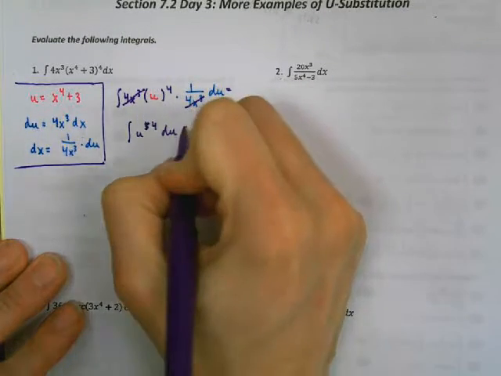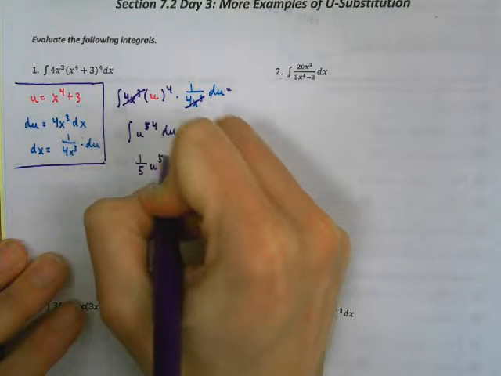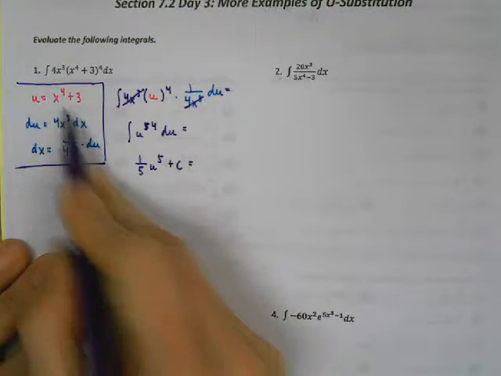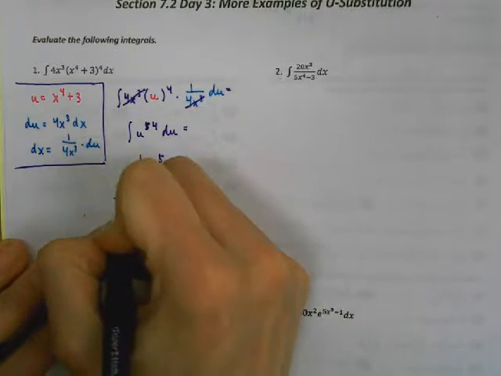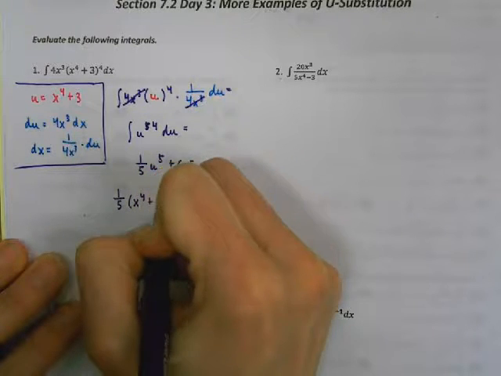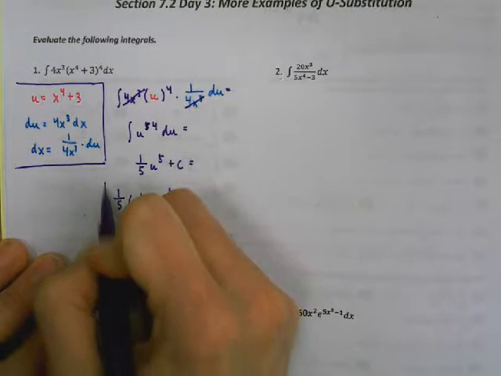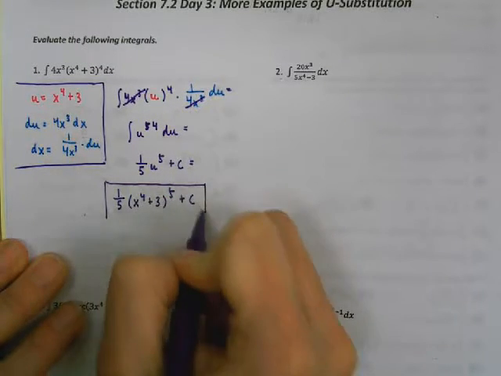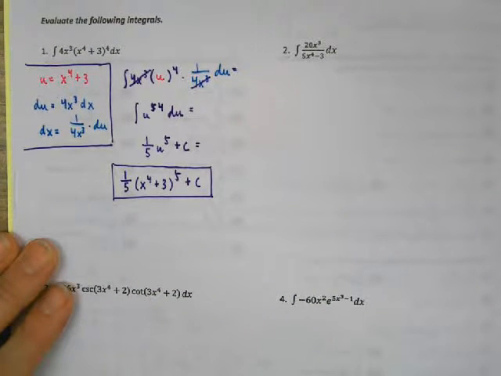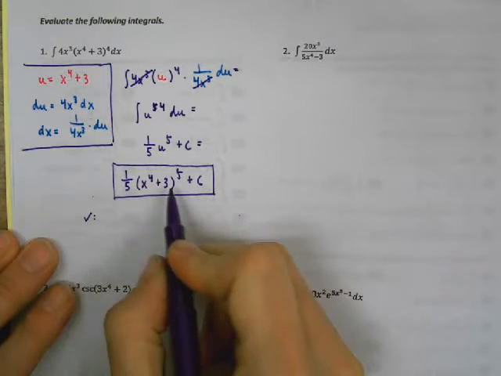And now we can go ahead and anti-differentiate it. It's going to be 1/5 u to the fifth plus c. But we're going to go one step further and resubstitute for u. So I'm going to have 1/5 times x to the fourth plus 3 to the fifth power plus c. And again, we won't do this for every problem, but remember, it's easy to check these just by differentiating. So I'm going to put that here.